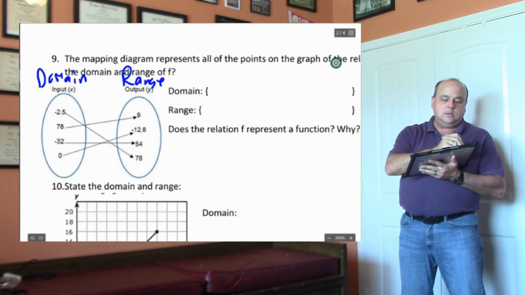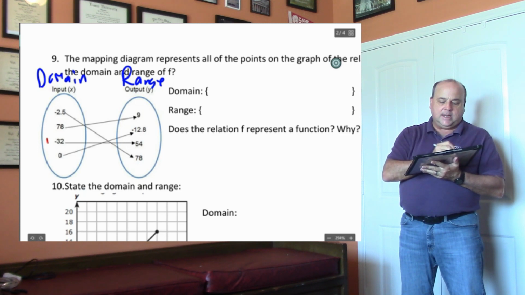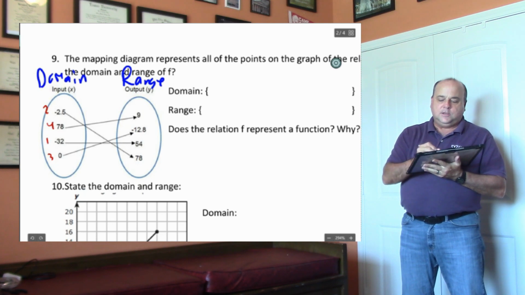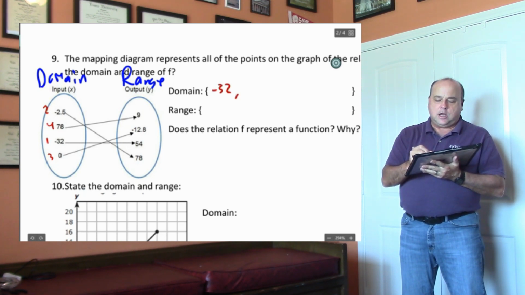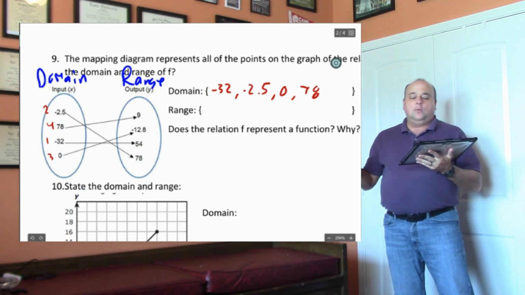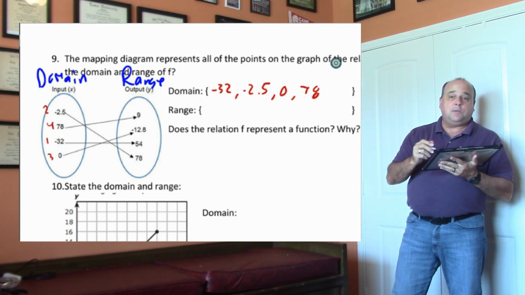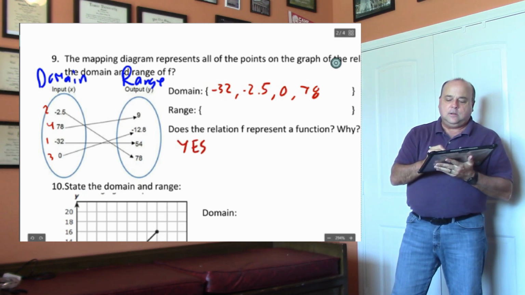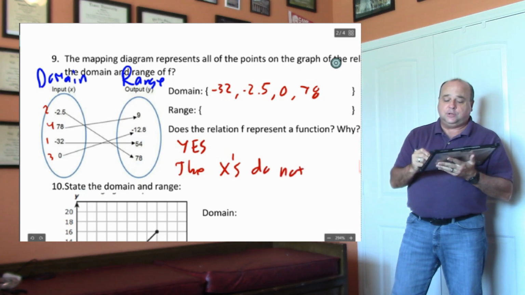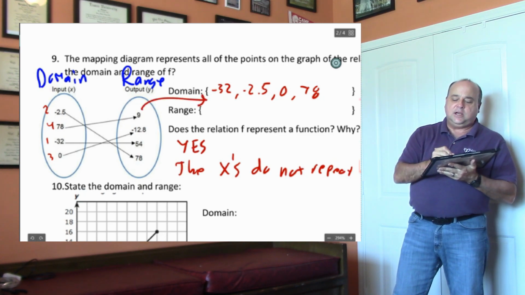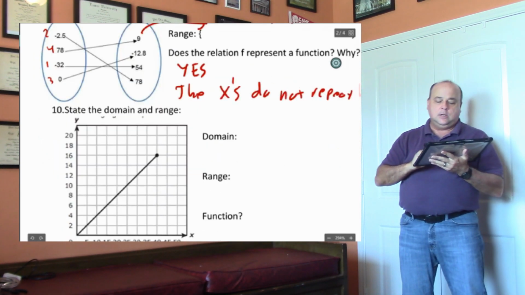So my domain, the smallest number would be what? Negative 3.2, then 2.3, 4. So I'm going to put them in order, right? Negative 3.2, comma, negative 2.5. So that would be my domain, wouldn't it? And do the same thing for the range. Are any of the x's repeating? They are not. Yes, the x's do not repeat. I will let you write down the range on your own. So for the range, you would put these numbers in here, least to greatest, okay?